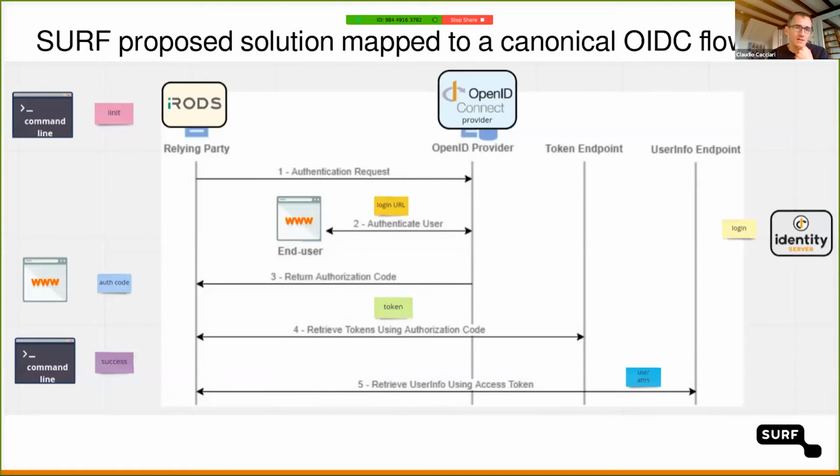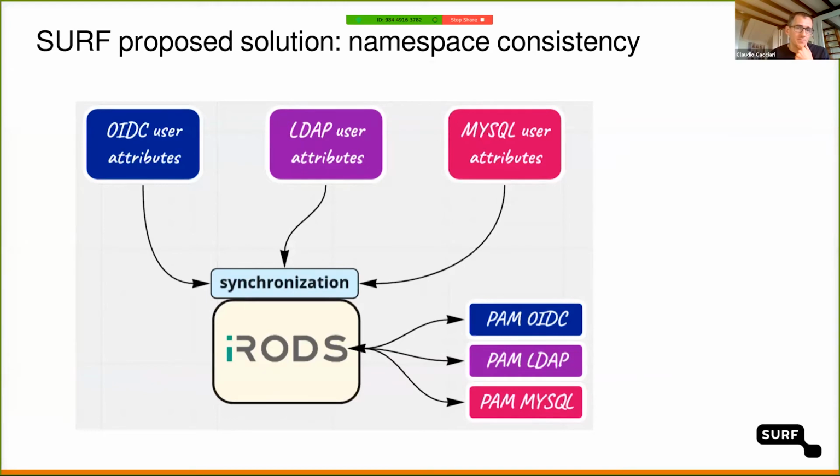And also another point of attention with this approach with PAM is that basically you have multiple user attribute databases, and you want to synchronize them to iRODS to have a consistent namespace. And so you need to have a synchronization point in front of iRODS for all these accounts to avoid conflicts for user namespace, basically.